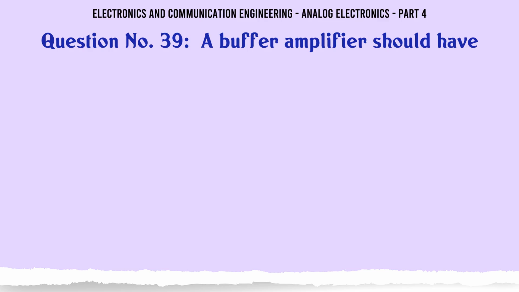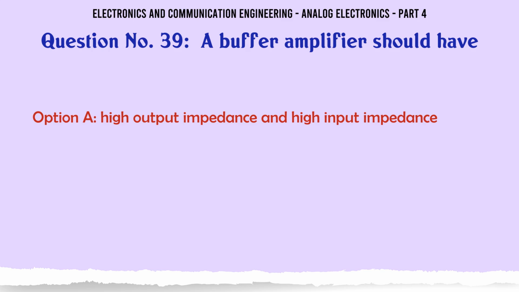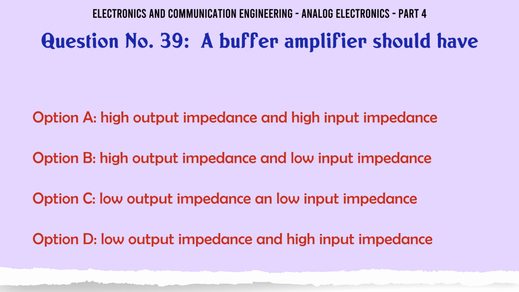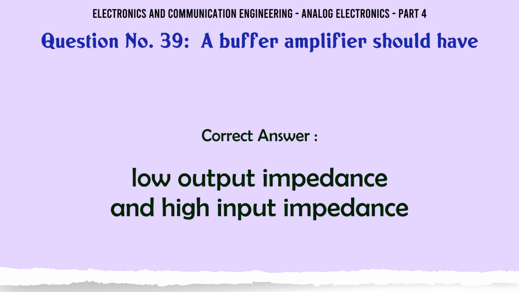A buffer amplifier should have A) high output impedance and high input impedance, B) high output impedance and low input impedance, C) low output impedance and low input impedance, D) low output impedance and high input impedance. The correct answer is low output impedance and high input impedance.